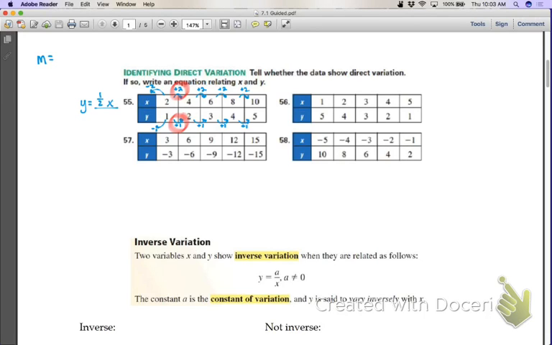Remember, slope, or m, is the change in y over the change in x. Your m, or your slope, that's the same thing as your k.